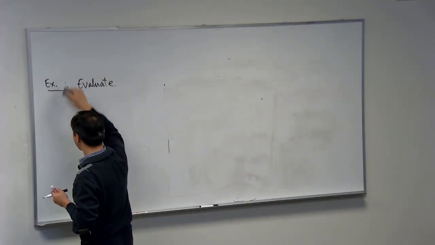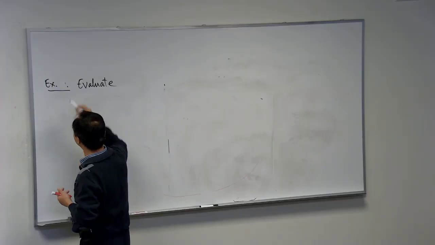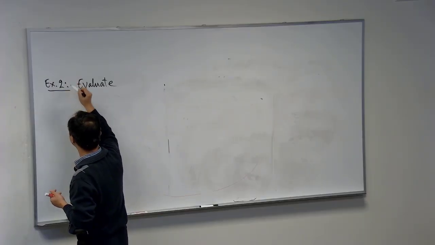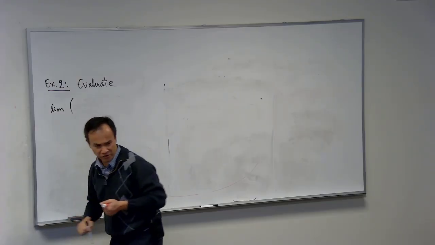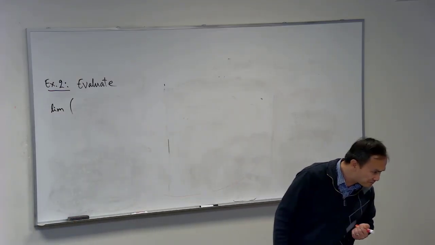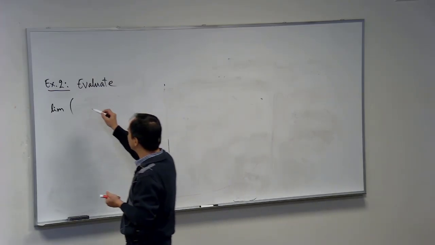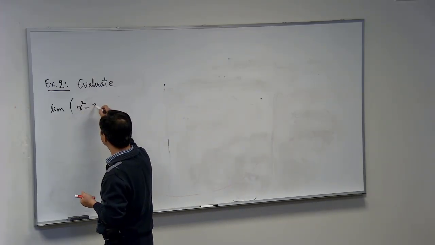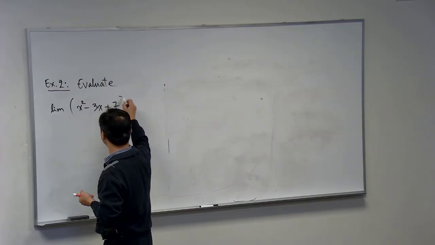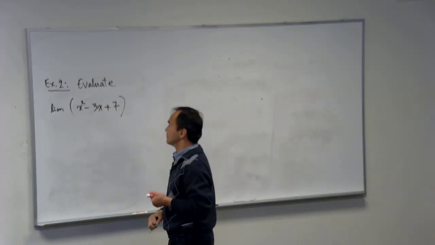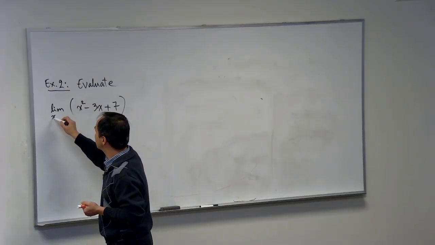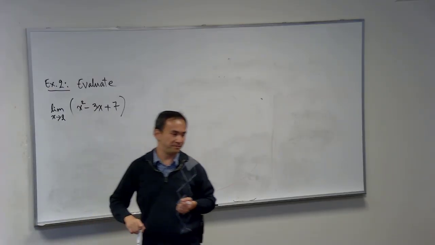Now let's move the problem up the ladder in terms of difficulty. Get things a little more complicated. So how about we want to evaluate the limit, and our function here comes out to x squared minus 3x plus 7, as x approaches 2.